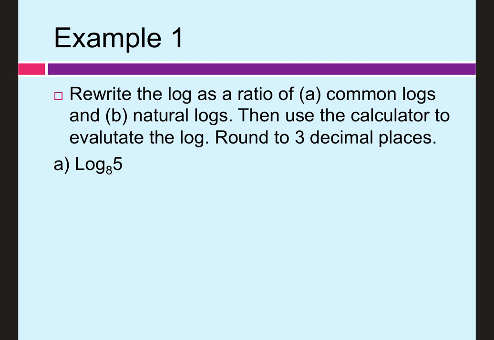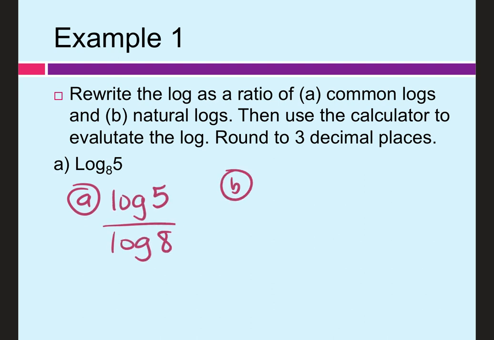So example 1 says rewrite the log as a ratio of A common logs, B natural logs, and then use the calculator to evaluate the log and round to 3 decimal places. So which of the numbers goes in the top? The 5. So the common log would be log of 5 over log of 8. The natural log would be ln of 5 over ln of 8.